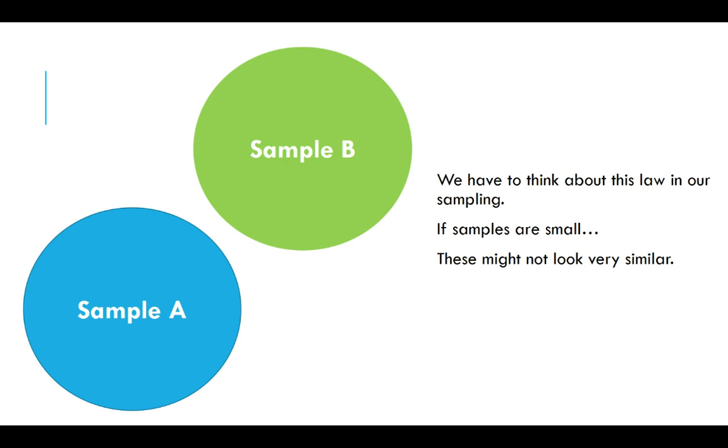If I'm really taking samples, what do I need to think about? They need to be larger, because as our samples get larger, they're going to look more alike, right? As our samples get larger, they better reflect that population, right?